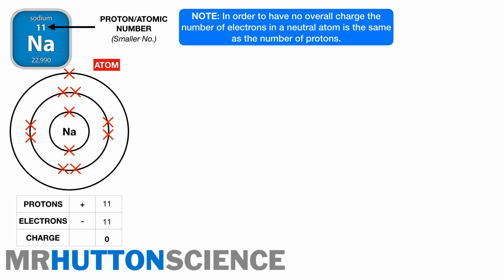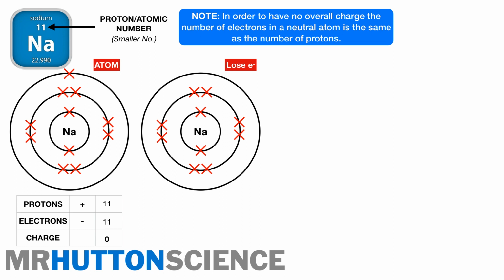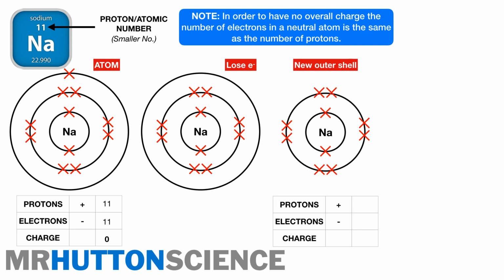So again, remember, atoms are lazy. They are going to gain or lose the fewest amount of electrons as possible because they're lazy. They don't want to be moving electrons. So the easiest thing to do here is for sodium to lose that outer electron, which it does. So that outer shell now is empty. So we end up with a new outer shell, which is effectively the second shell for our sodium. And we can put in the protons and electrons that we've got now.